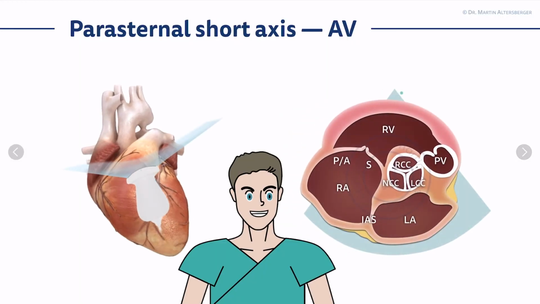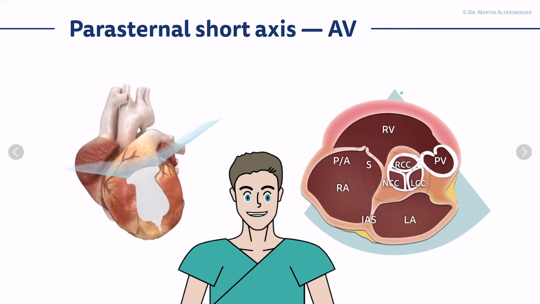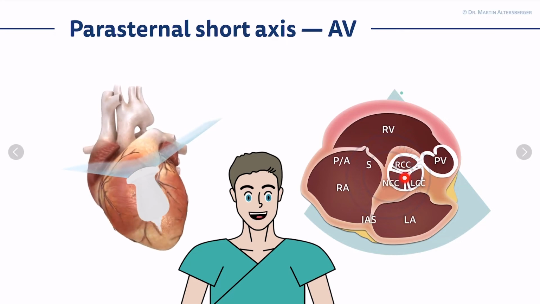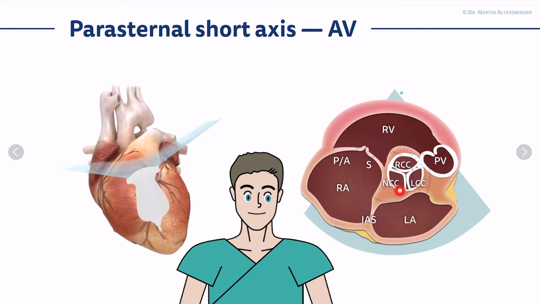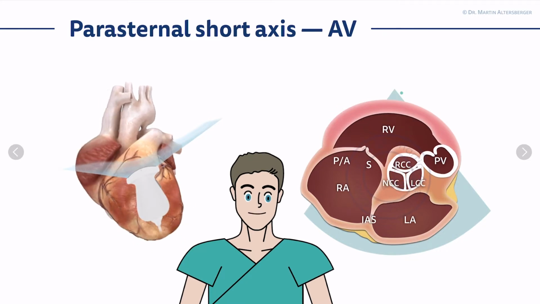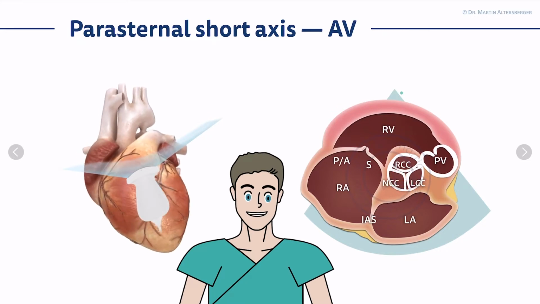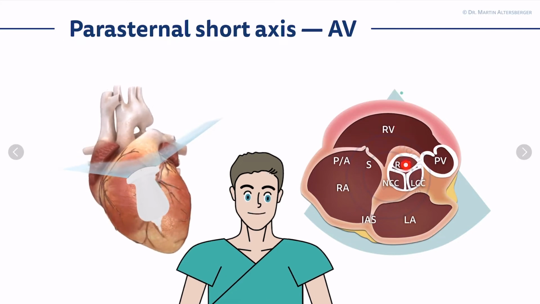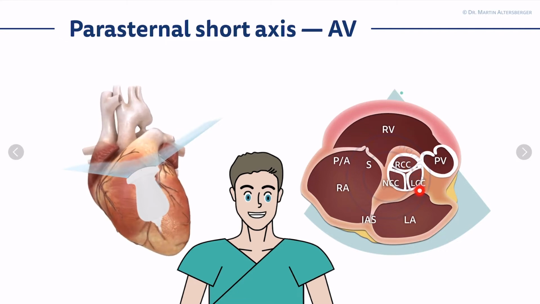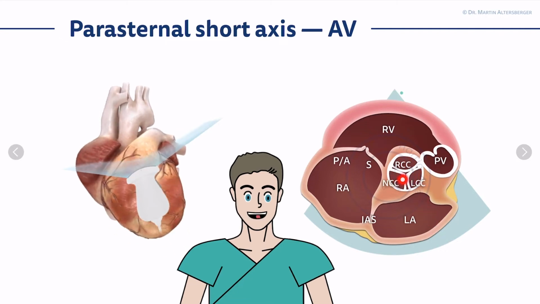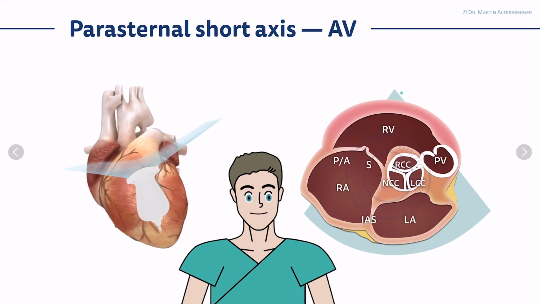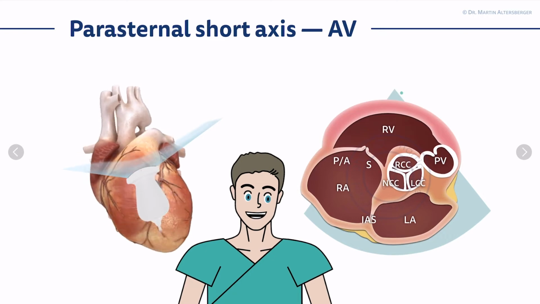What is the anatomy we have to differentiate? Well, in the first views of the parasternal short axis, we focus on the aortic valve. The aortic valve has three cusps: the right coronary cusp, the left coronary cusp, and the non-coronary cusp. The orientation of the cusps is easy to remember, as the right coronary cusp always points towards the right ventricle of the patient, the left coronary cusp towards the left atrium, and the non-coronary cusp towards the interatrial septum seen over here.